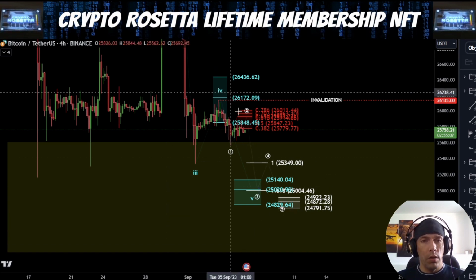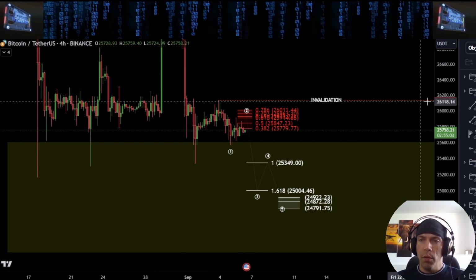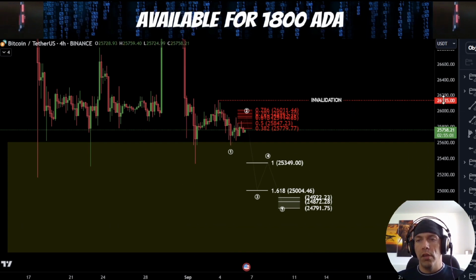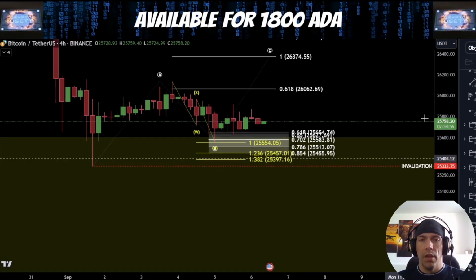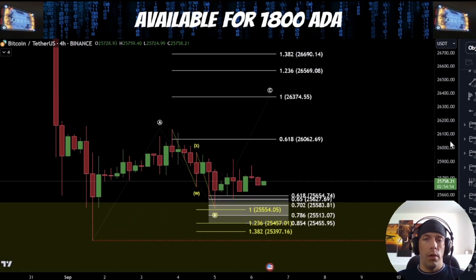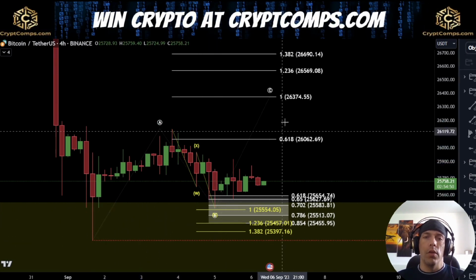So going to be on the lookout for this potential to see this continuation down. If, however, we start to push back above this 26,135, like I said, it is possible that we could be looking at something more along these lines here, where what we are saying is that we have this as an A wave here, this is a B, and we're looking for a C wave.